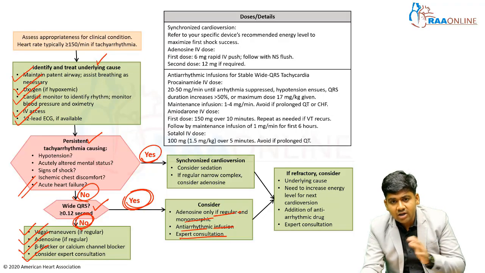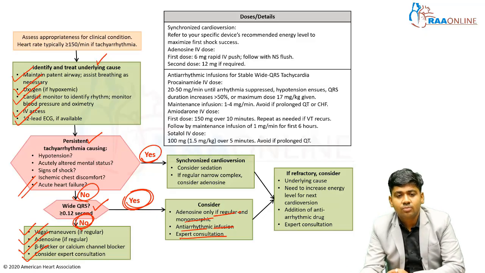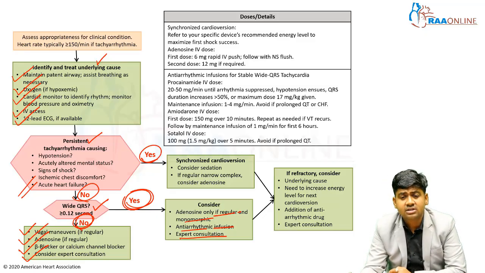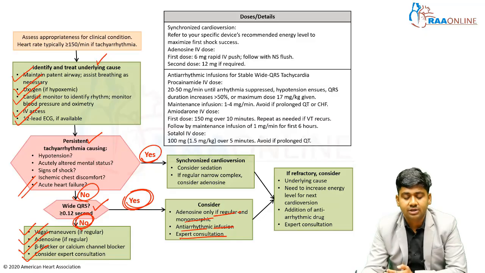If there is a wide QRS complex, then there are chances of arrhythmia. Here we will give adenosine only if the patient has a regular and monomorphic type of arrhythmia. Antiarrhythmic infusions like amiodarone or lidocaine, and expert consultation.